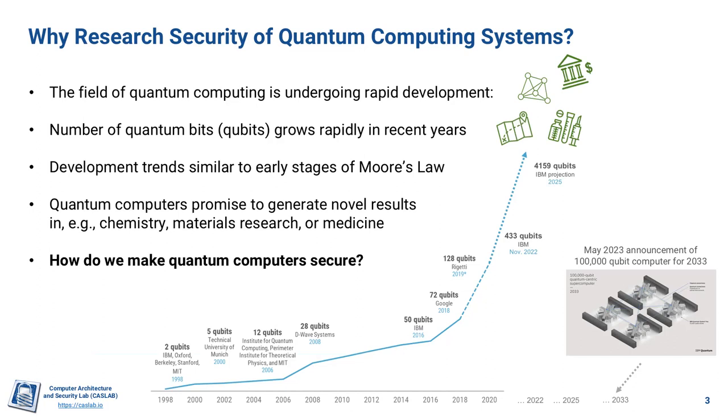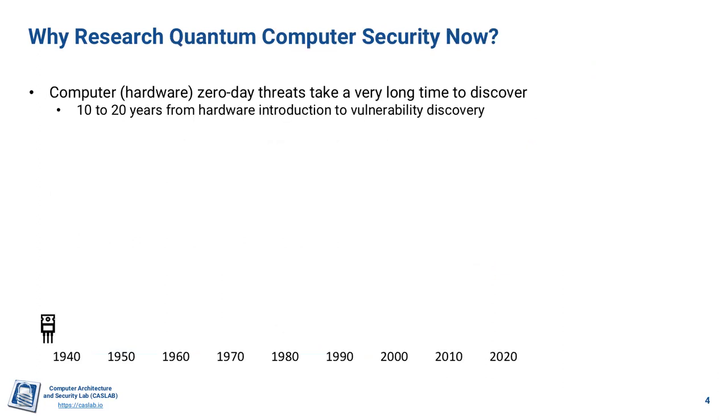Unfortunately, once you have some sensitive data running on the computer, there will be somebody that might try to compromise the computer. So we have to figure out how to make them secure. And one thing that is very interesting to me is that since we're still in this phase of quantum computers being developed, if we can propose some security defenses right now, there's a good hope of them being incorporated into the hardware.